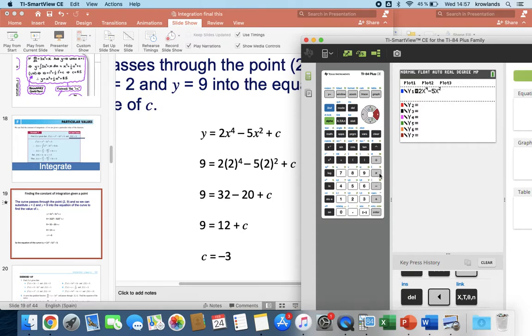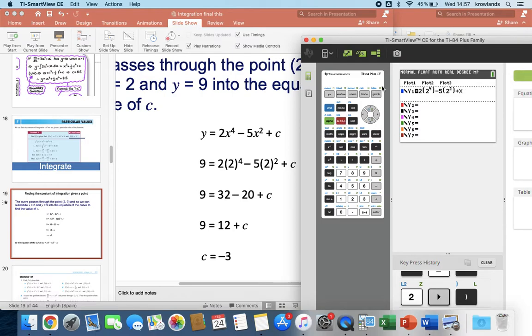So the c is something we want to find out. And actually, the x is something we've got. So rather than writing x to the power of 4, we're now going to replace it and just simply write 2 to the power of 4. So we'll write 2 brackets 2 to the power of 4 minus 5 brackets 2 to the power of 2 plus. Now, you might find this confusing, but the unknown we want to find is c. So on the calculator, we just have to write x.